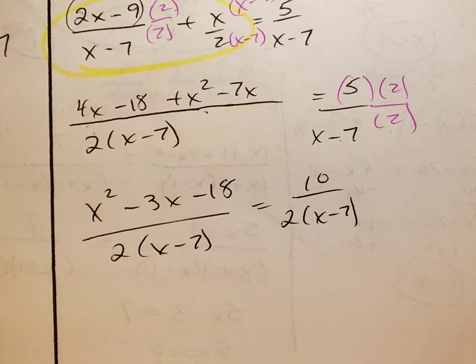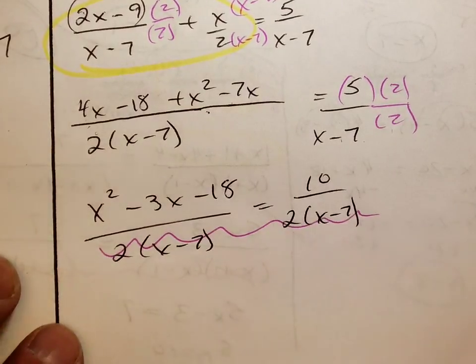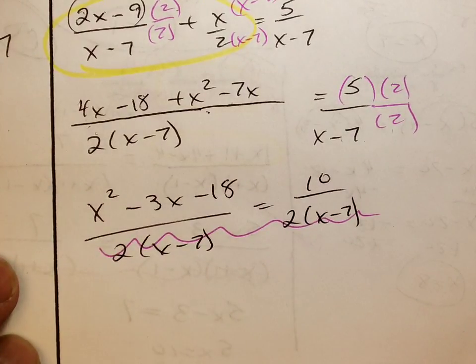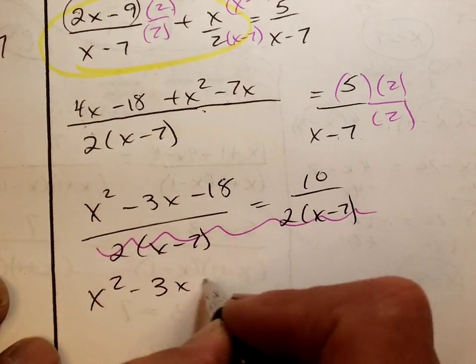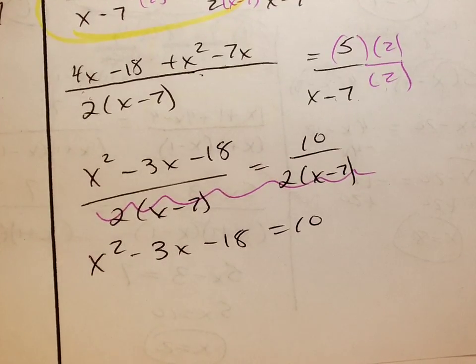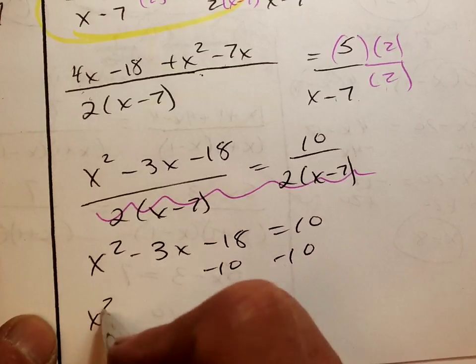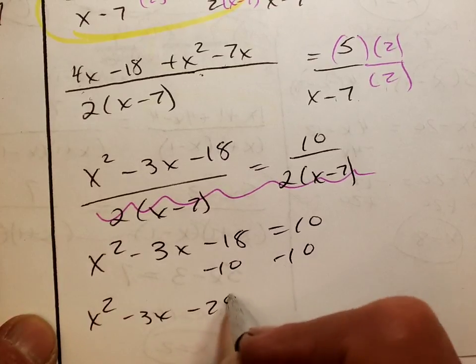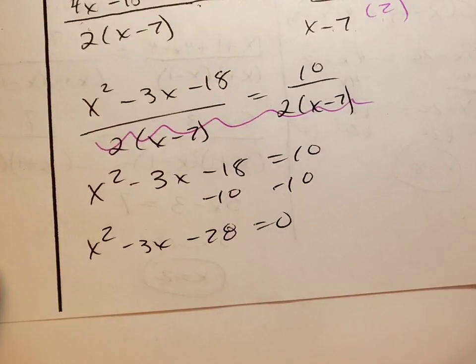I'm just going to go back. Now, you remember the trick I taught you? If I have a common denominator on both sides, I can just scribble it out, and hopefully we all know why. So what are we left with? X squared minus 3x minus 18 equals 10. Oh, we're going to have to factor again, aren't we? Minus 10: x squared minus 3x minus 28 equals 0. Am I going too fast?